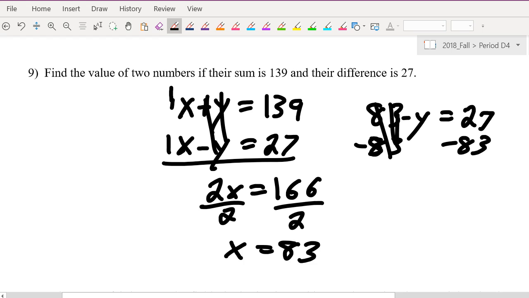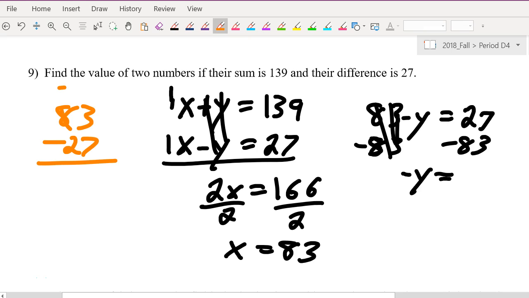What is that? 4 and 6, isn't it? 64. No, I'm doing this wrong. I'm trying to skip steps. Good job. 83 minus 27. Yeah, very good. 56. So negative y equals negative 56. All right, and then we divide by negative 1. So the answer is 56 and 83.